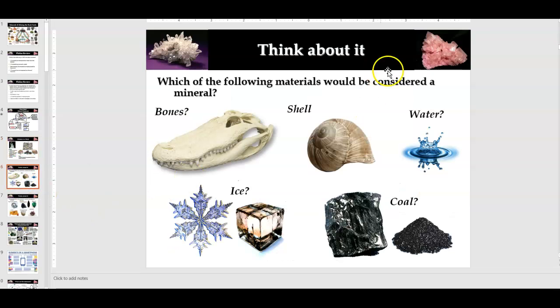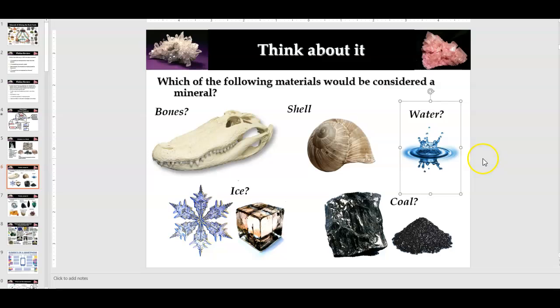Here are some examples of some objects. Which of them are minerals? Well, bones aren't, because they're derived from organic material. Sometimes people say our teeth are mineralized, but that's what we call a pseudomorph, or pseudo mineral, which means they're kind of mineral-like but don't have all the characteristics of a mineral. The same goes for a bone or a shell. They're mineralized, but they're not a pure mineral because they don't have all those characteristics we talked about before.